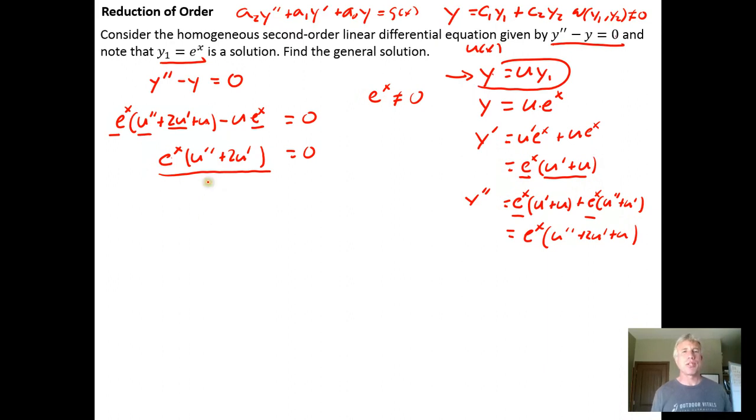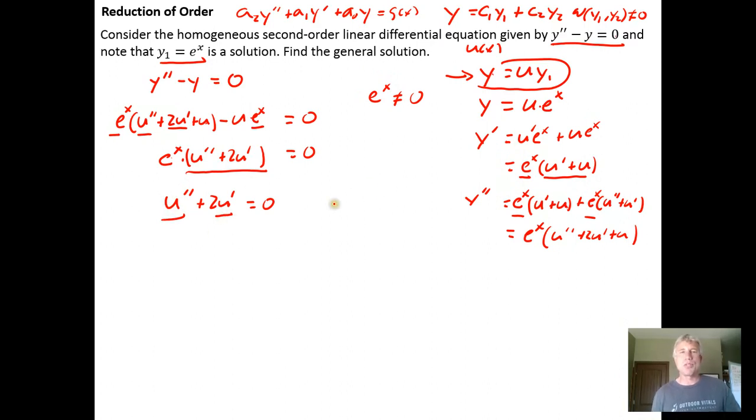So the only way for this expression to be equal to 0 is for this term to be equal to 0. So we use the zero product property to say one of the two factors must be 0. We need u double prime plus 2u prime to equal 0. And when I look at this, what I want to recognize is that this can be written as a linear first order differential equation, because I have a function and the derivative of that function. U double prime is just the derivative of u prime.